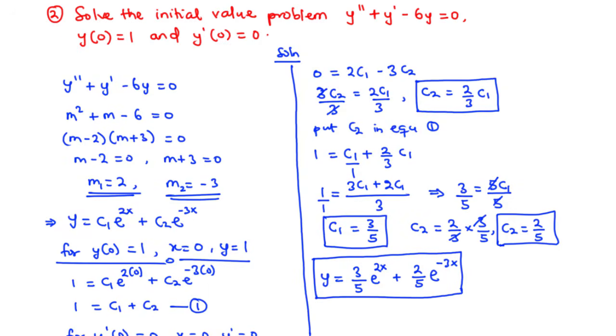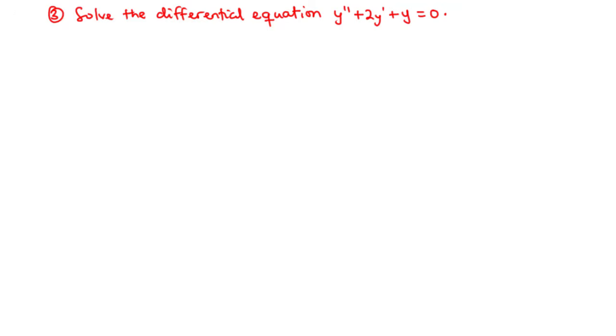Now let's move on to the third example. In the third example, we are going to solve the differential equation y'' + 2y' + y = 0. So this becomes m squared plus 2m plus 1 equals 0. We multiply 1 by 1, so that is 1. We want to find two numbers that multiply to give 1 and add to give 2. So that is basically 1 and 1.